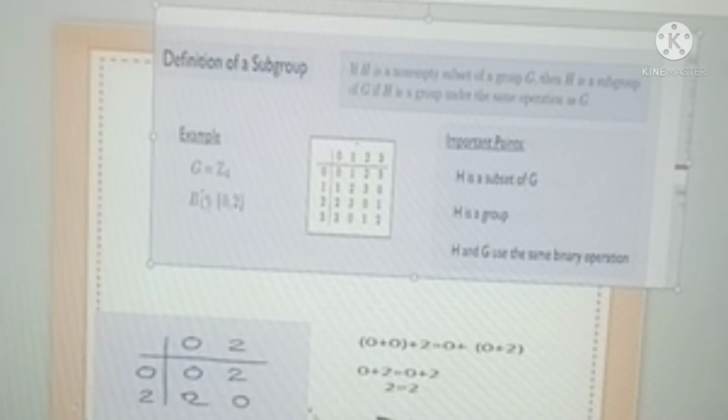This H, kini nga elements, subgroup ni siya sa G, so sa G mod 4. So meaning, H is a subgroup. H is a really subgroup in a group G.